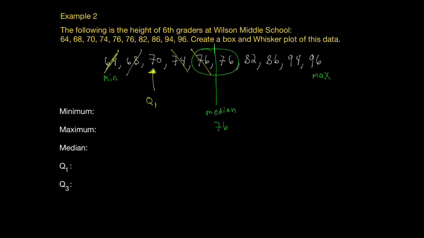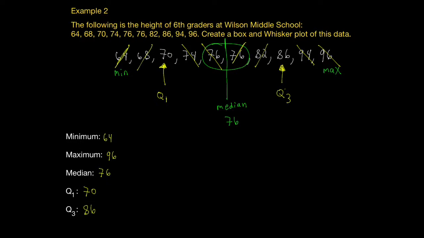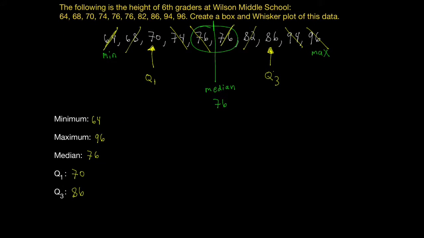Now in this one, I'm going to cancel out the 76, and that means I have to cancel out the 96. I cancel out the 82, I cancel out the 94, and we can see that 86 is the median of the upper half. That would be Q3. And there we have our 5-number summary. Minimum is 64, maximum is 96, median is 76, Q1 is 70, Q3 is 86. All that's left to do is to organize this in a box and whiskers plot.